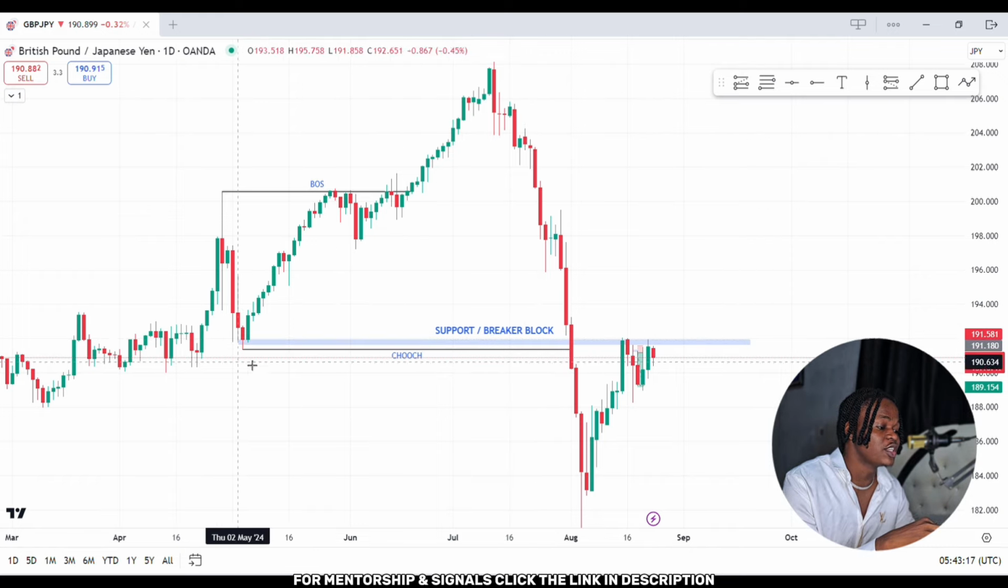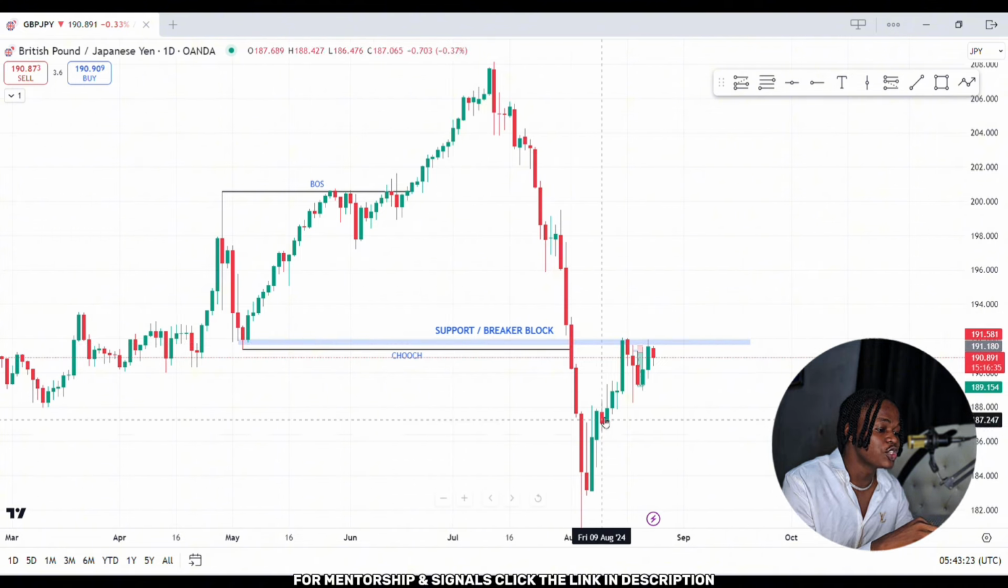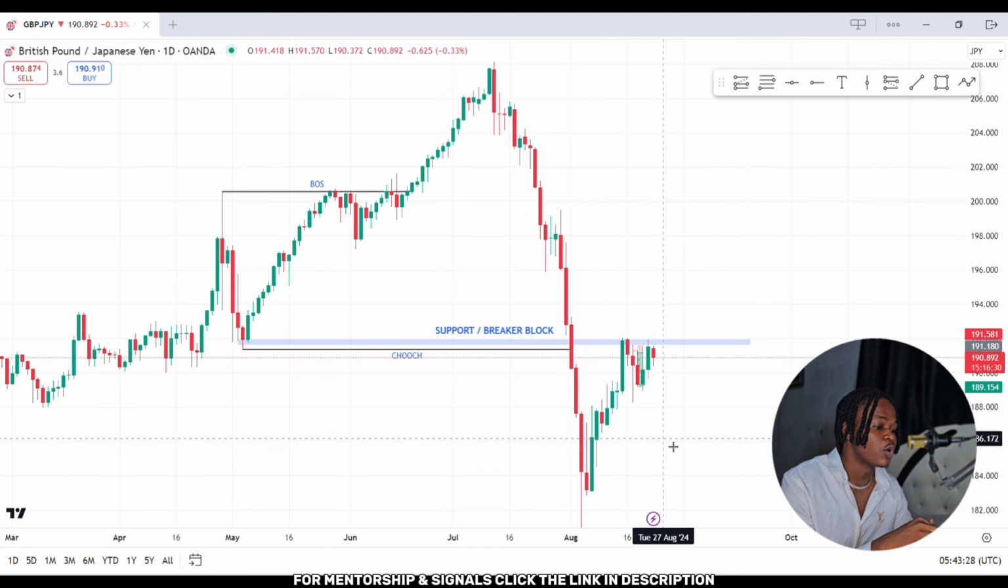A breakout block is basically a failed order block, right? You can call this support or a breakout block, support on resistance, right? So when price approached this point right here, I looked out for something else. So let's switch to the lower time frame to see what I was looking out for.